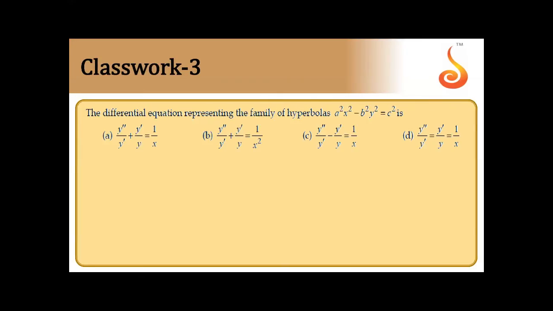Next question. A differential equation represents a family of hyperbolas, and we have to find the differential equation. So here a square x square minus b square y square equals c square. How many arbitrary constants? Second order is there, which means a and b are parameters. A and b are parameters only, c is not an arbitrary constant.